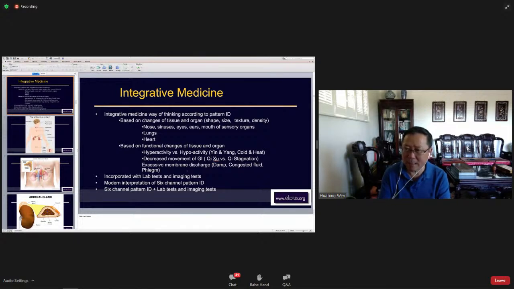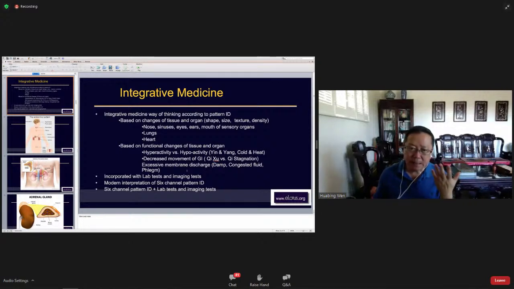Like hard, like a rock. Oh, there's got to be blood stagnation, right? If it's getting thin, like bone density, very thin, that is like essence deficiency. And the other, very detailed, like nose, sinuses, eyes, that very localized change, those sensory organs, you hook them up with Zhangfu organ.